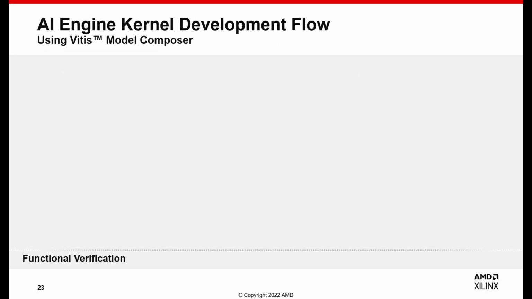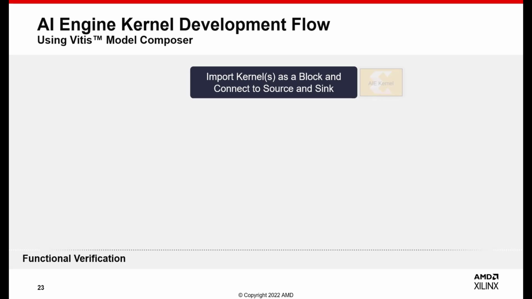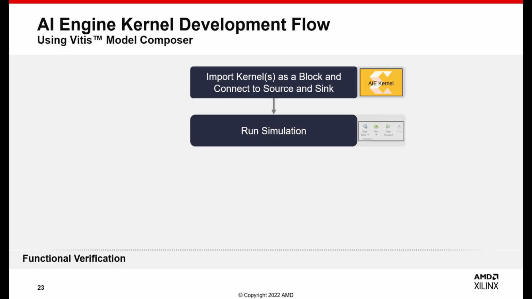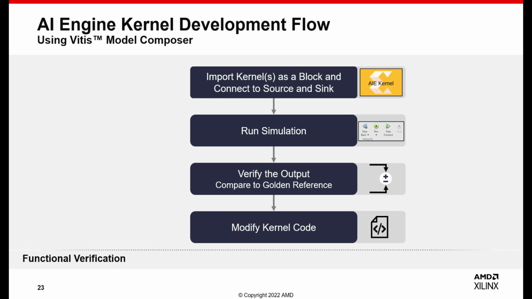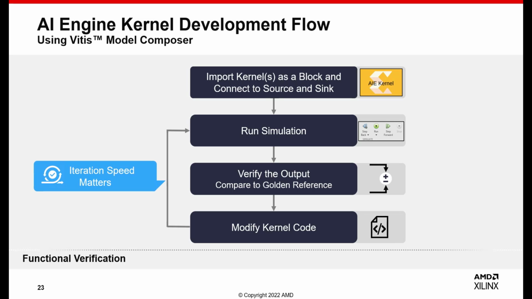The AI engine kernel development flow has been described here. The user has to import the kernels as a block and connect to the source and sink. Then run the simulation and verify the output by comparing with the golden reference, which can be generated using the Simulink models. If the design does not match the output, modify the kernel code and again run and verify the output until you get the desired results.